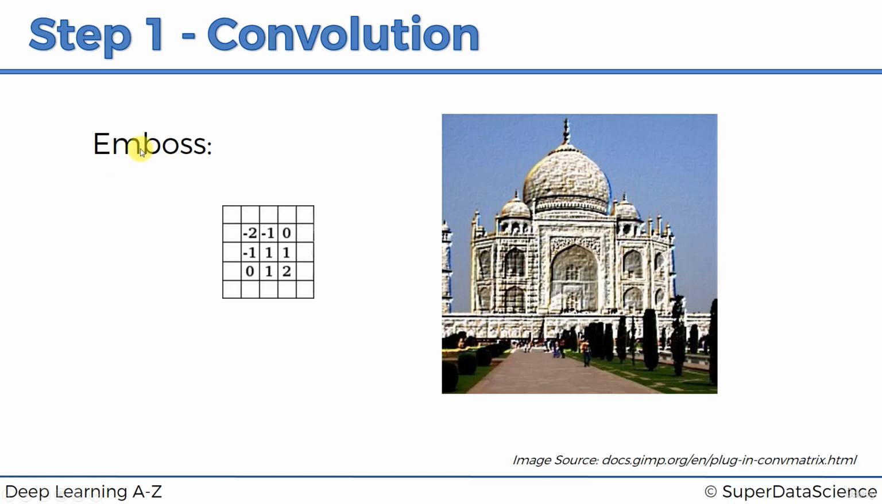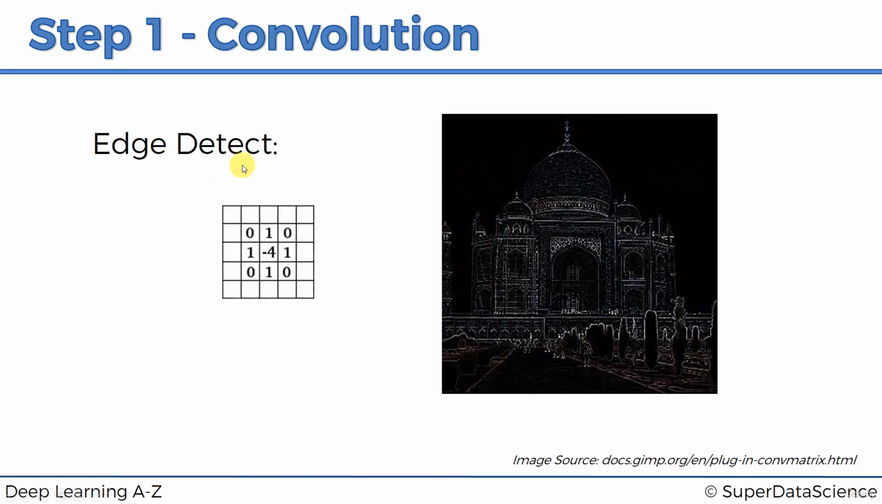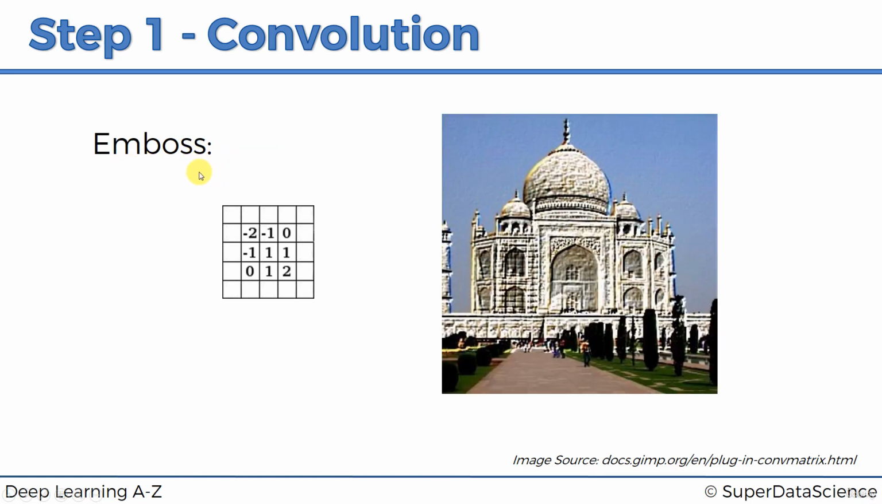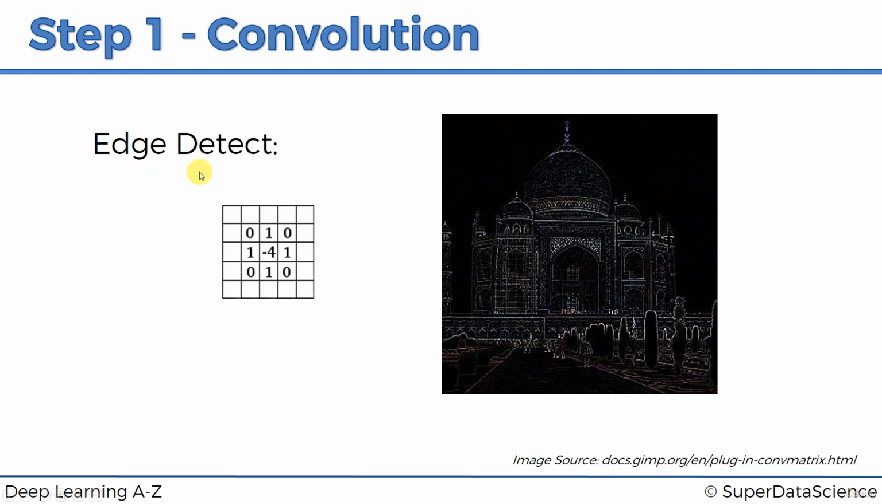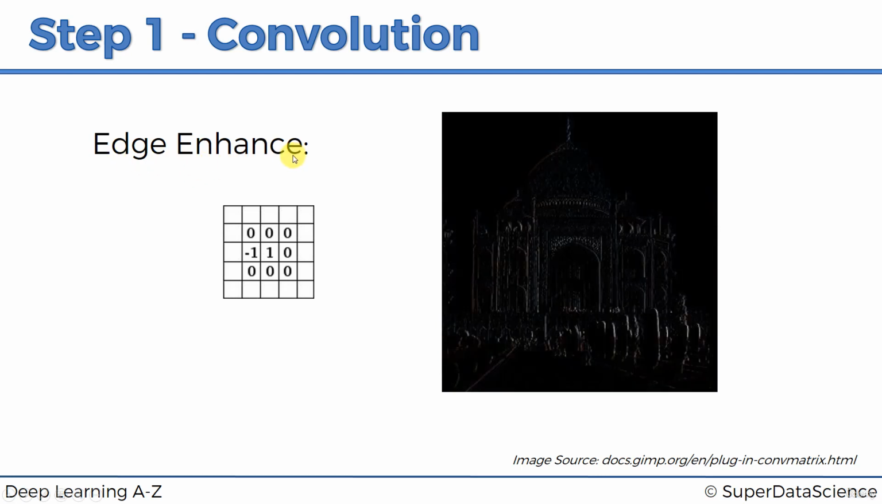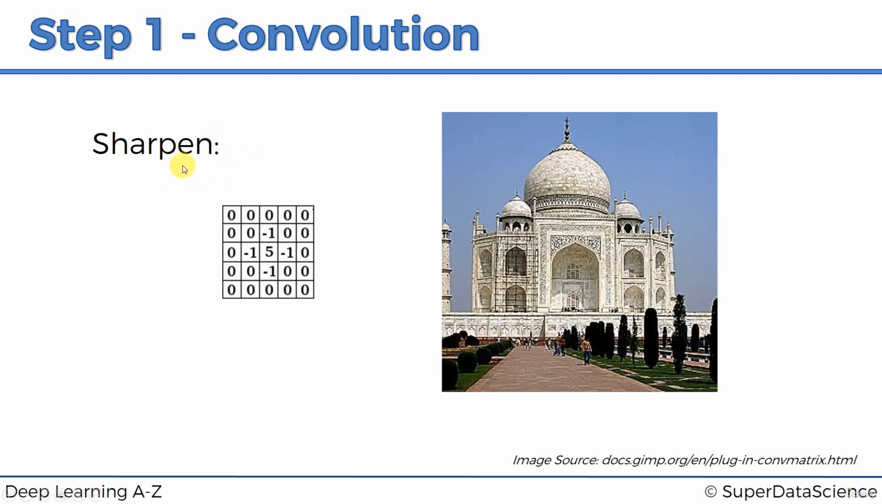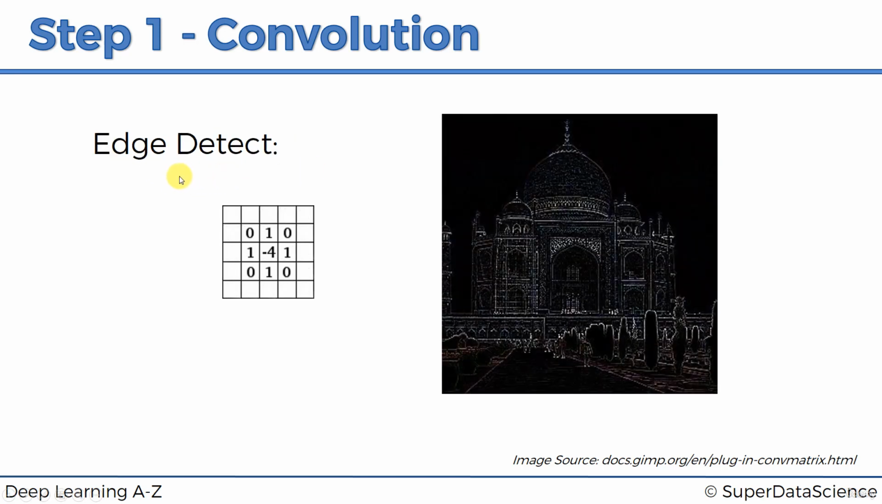These terms, they're not all applicable to us. Emboss is probably not applicable to us in terms of convolutional neural networks, but edge detect, that's important. We want to detect the edges. Edge enhance, probably not. Blur, sharpen. So certain things like edge detect is probably the most important one for our type of work.